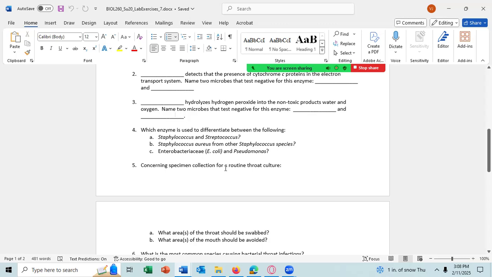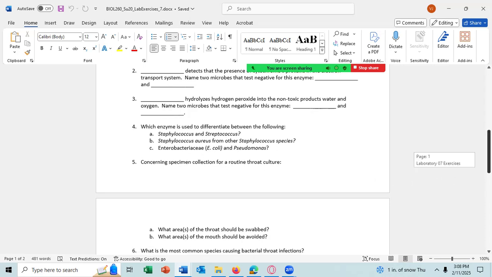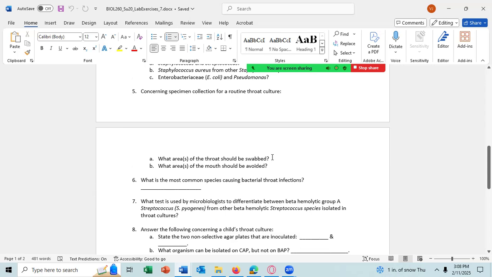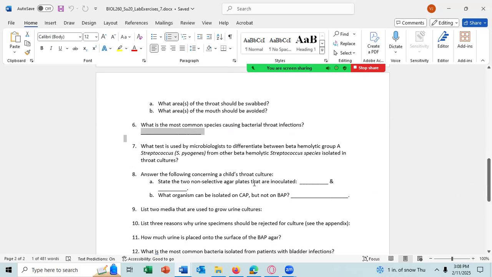5. Concerning specimen collection for routine throat culture, what areas of the throat should be swabbed? And then 5b, what areas of the mouth should be avoided? 6. What is the most common species causing bacterial throat infections? So you must name the species. 7. What test is used by microbiologists to differentiate between beta hemolytic group A streptococcus, meaning Streptococcus pyogenes, from the other beta hemolytic streptococcus species isolated in a throat culture?